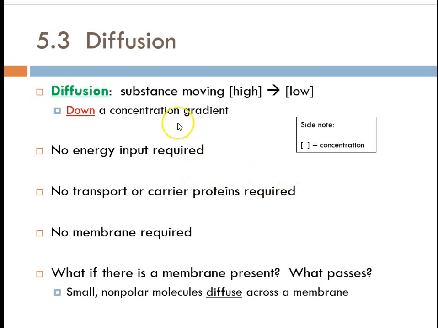Diffusion is going to go from an area of high concentration to low. We call it down a concentration gradient because it's like going down a hill, and it's really easy to do. And because it's easy to do, there's no energy required. You don't really need a protein to help you do that. You don't really need a membrane, because with diffusion, this could be something like perfume in a room, or even putting a little bit of sugar in water, and eventually it'll diffuse through.